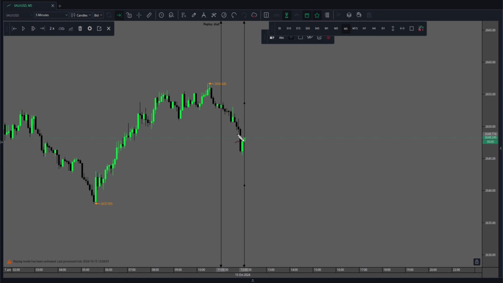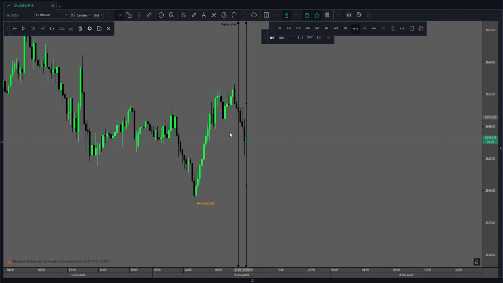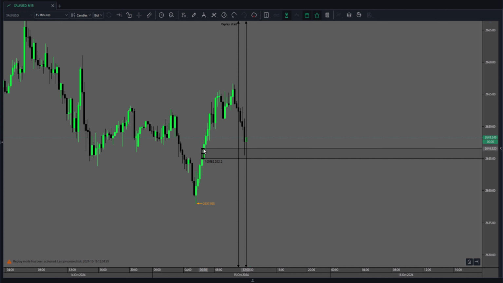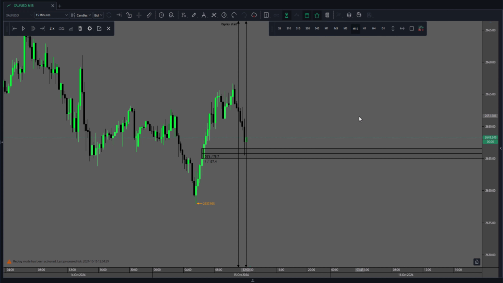If you are finding it very hard to find your entry right here, you go to your higher time frame. When you go to your higher time frame, there was a fair value gap right here. Then you use that fair value gap as your entry. As you can see, a very nice fair value gap up here. Simple as that. So you should have used this fair value gap right here as your entry.